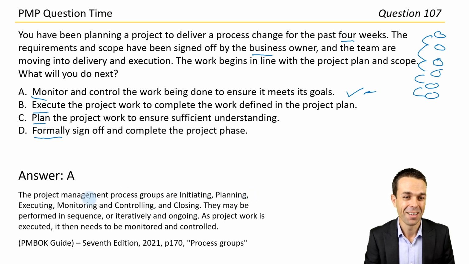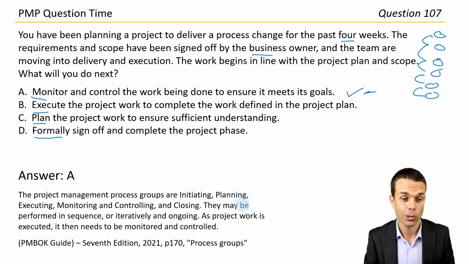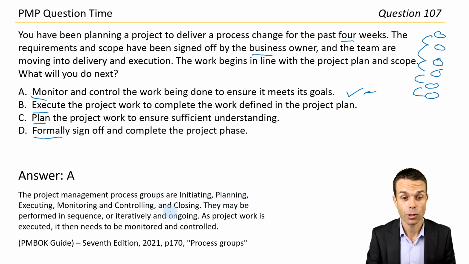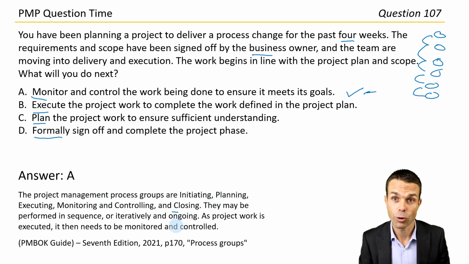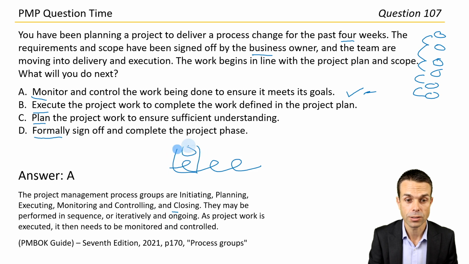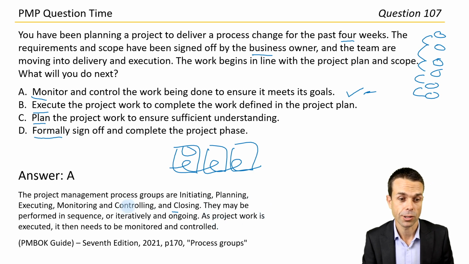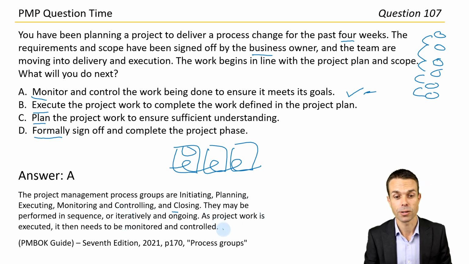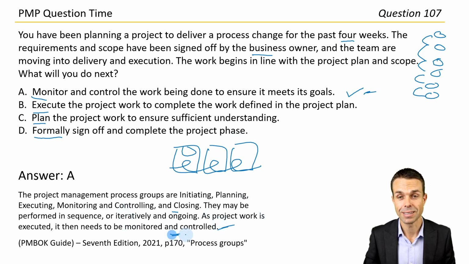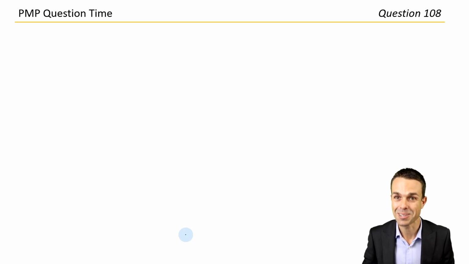The project management process groups are initiating, planning, executing, monitoring and controlling, and closing. They may be performed in sequence, or they might be iterated on, or they might be done all at once for one increment if you're working in Agile. They're applicable in every scenario. As project work is executed, it then needs to be monitored and controlled. Page 170 under process groups in the PMBOK Guide 7th edition. Wonderful stuff. How did you guys go for that one?